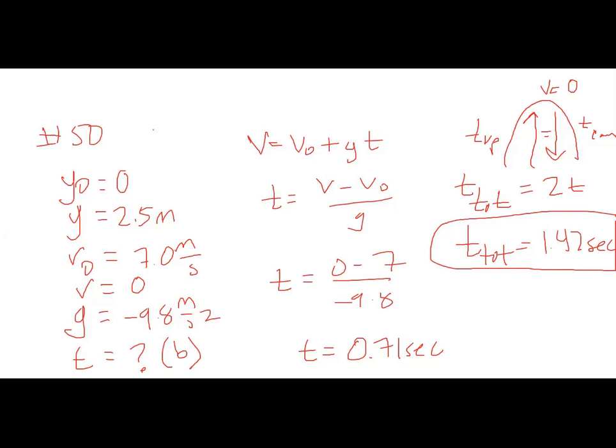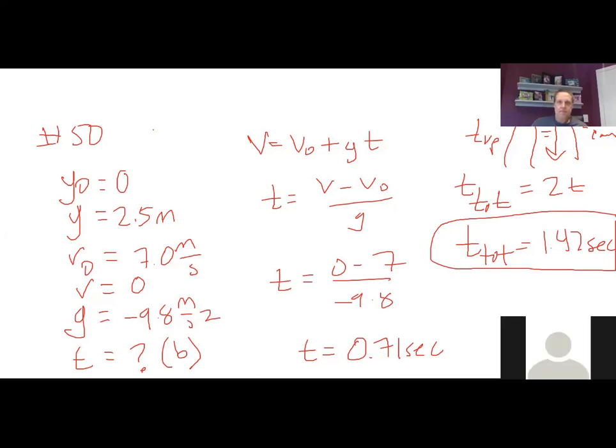Anybody have any questions on that? So why do we times it by 2? Because the time up is equal to the time down. So the total time in the air is the time up plus the time down. Like if you throw a ball up, it takes 2 seconds to get to the top, and then it's going to take 2 seconds to get down again. So it's 4 seconds total.